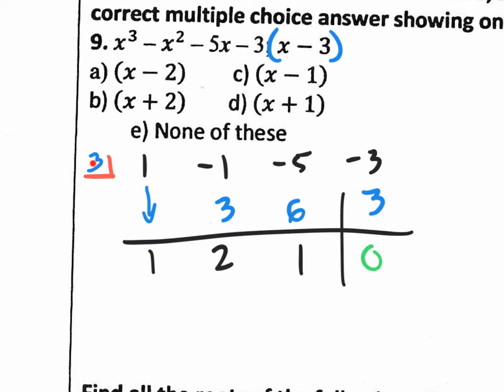Now, this does not surprise me because they told us that this guy's a factor. We knew that this answer works. If it's a factor and you divide this by your factor, it should be 0. Just like if you divide 12 by 4. 4 is a factor of 12. 12 divided by 4, you're not going to have a remainder. The remainder will be 0. So this definitely does not surprise me.